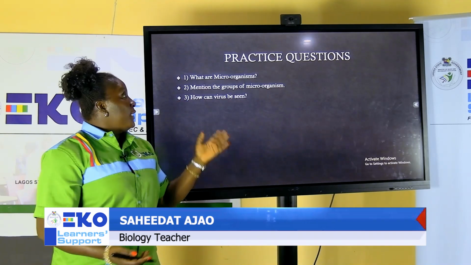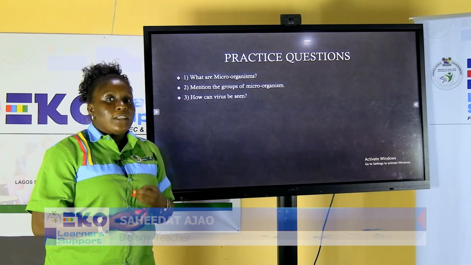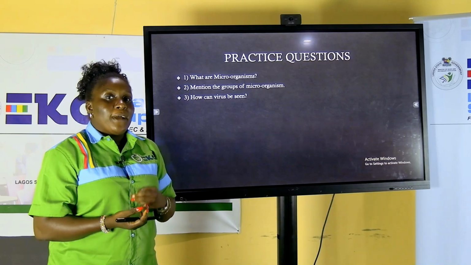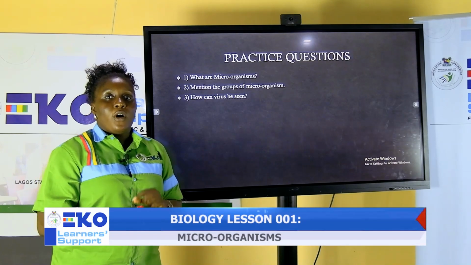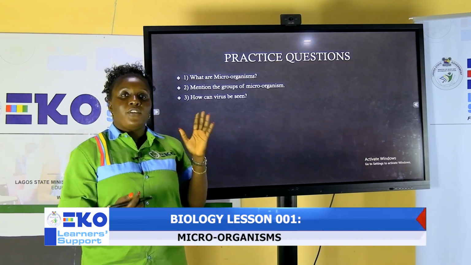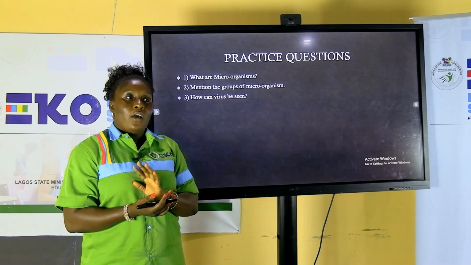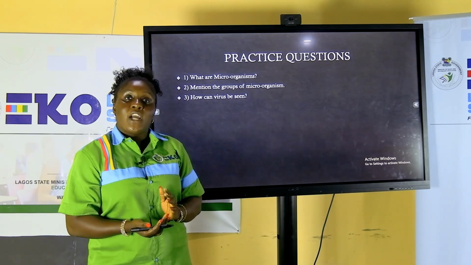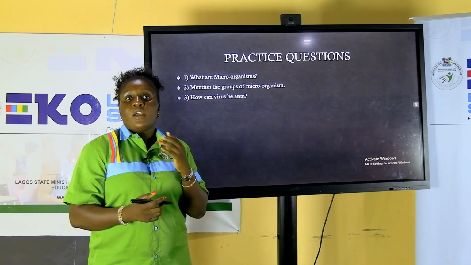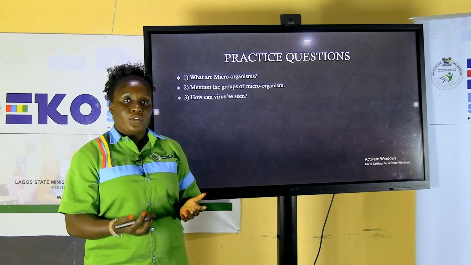Let's do it together. What are microorganisms? Microorganisms are tiny organisms which cannot be seen with our naked eyes, only with the use of a microscope. Number 2 question says, mention the groups of microorganisms. Microorganisms are classified into 5 groups, which are bacteria, viruses, fungi, algae, and protozoa.